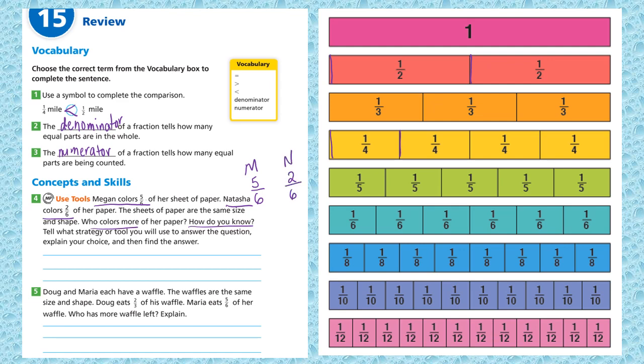I notice that both of my fractions have the same denominators. That means the whole is broken up into the same amount of parts, so the parts are the same size. So now all that's left to do is to look at the numerators and see how many parts we're counting. Well, Megan already colored 5 parts out of the 6, and Natasha has colored 2 parts out of the 6. So Megan has colored more. So Megan colors more.